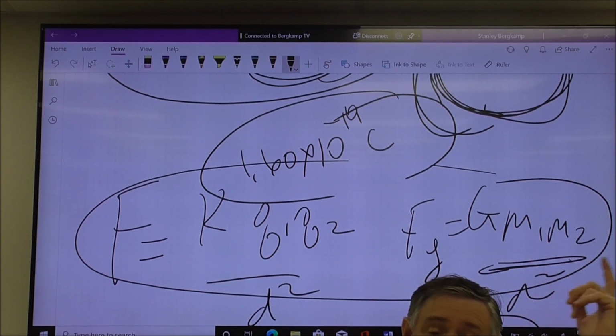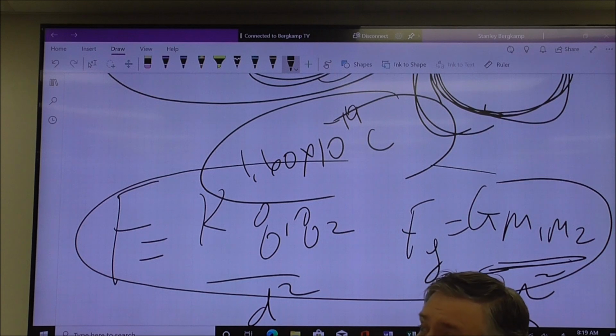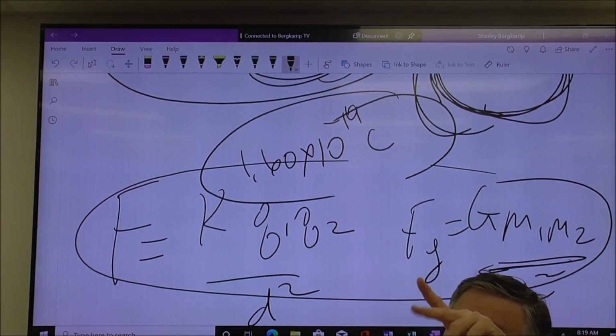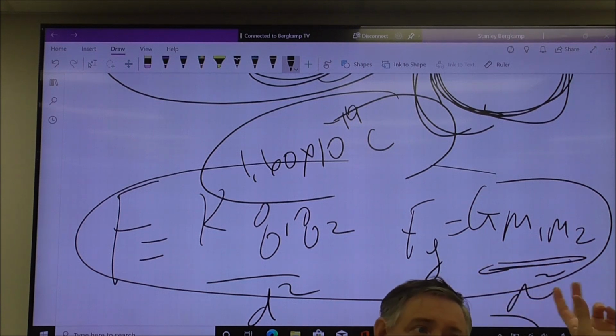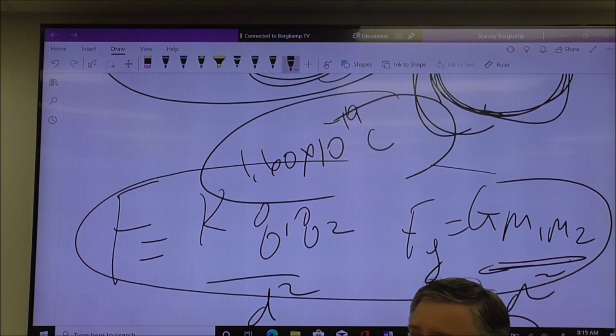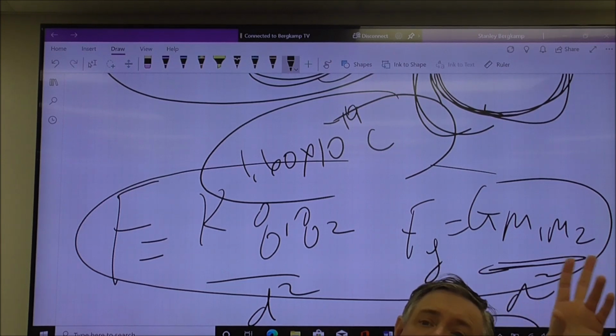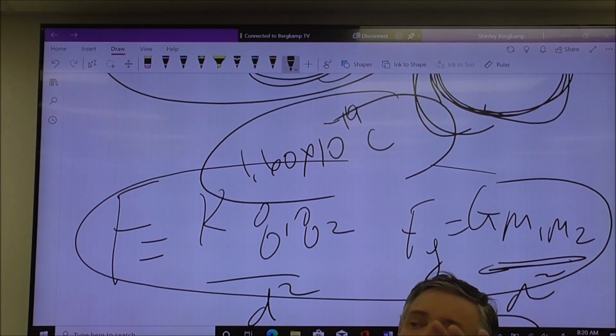So if you looked at a chemistry or physics book from 100 years ago, and if you were to look in the index, number one, you would not find the words electrons, protons, or neutrons. We didn't know they existed. Okay, literally, we did not know they existed 100 years ago. We knew that there were charges, okay, and we knew that it had something to do with distance.